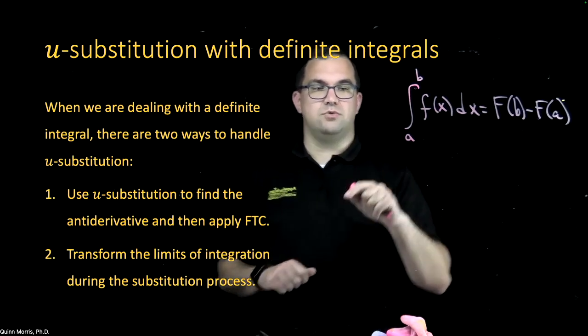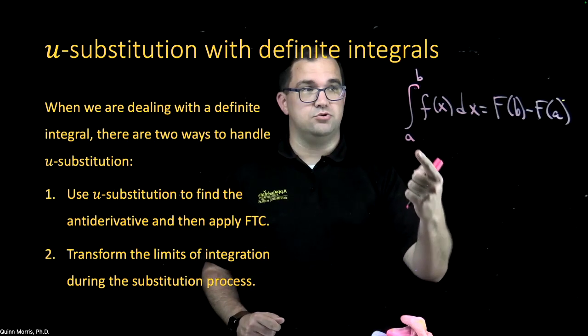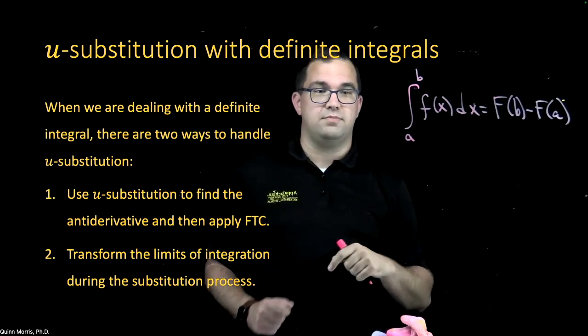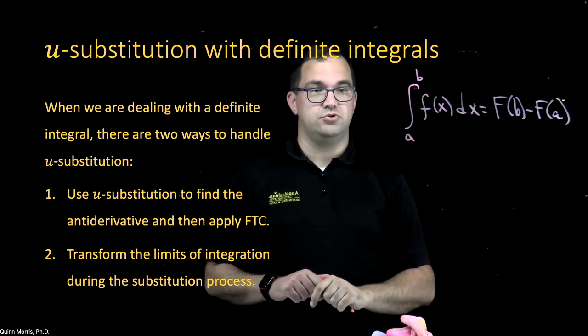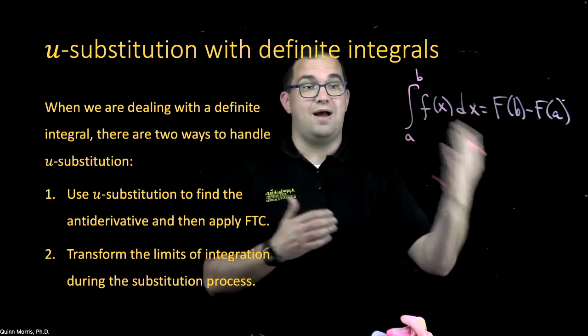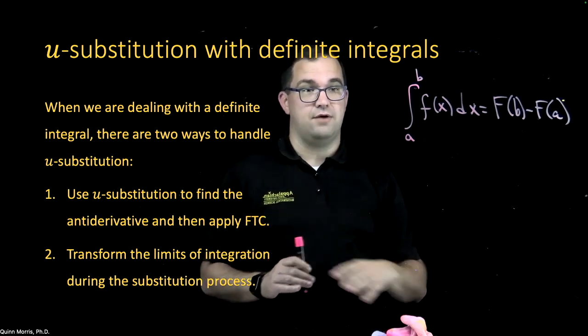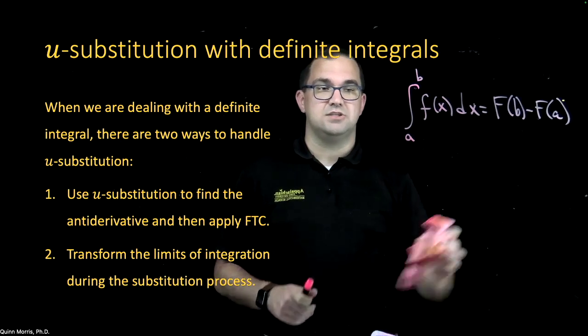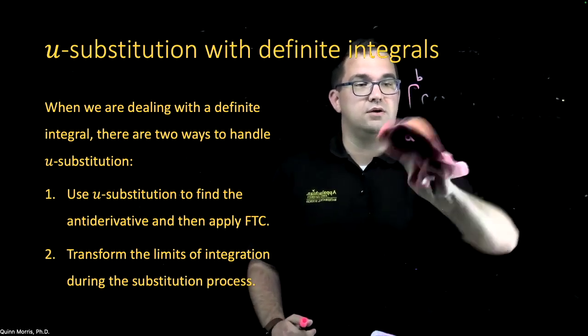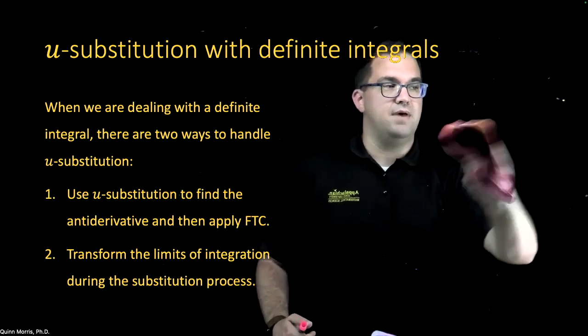But there is a second option, which is I can actually do a U-substitution, and I can also transform the limits of integration during the substitution process so that I don't have to convert back to terms of my original variable. To see this, let's look at an example, and we'll actually complete this problem using both methods.